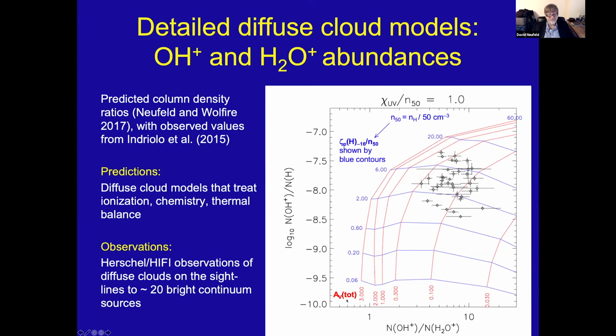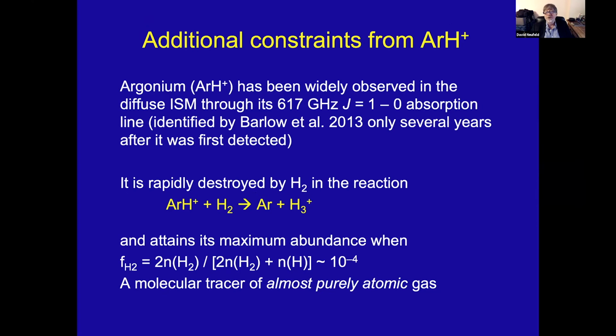total visual extinction. And we adopted as our data set some observations of diffuse clouds from Herschel, where we observed bright continuum sources at large distances in the galaxy and could measure the abundances of these molecules through absorption line spectroscopy. We were also able to observe argonium, which traces gas that is almost purely atomic because it's very rapidly destroyed by H2. But again, its production is initiated by cosmic ray ionization, in this case, the ionization of argon atoms.